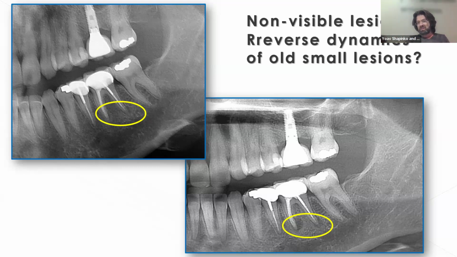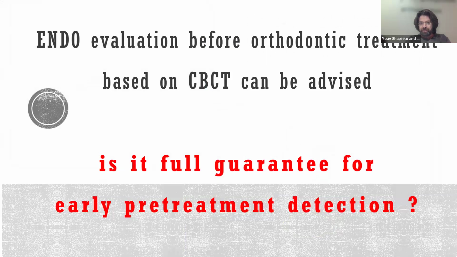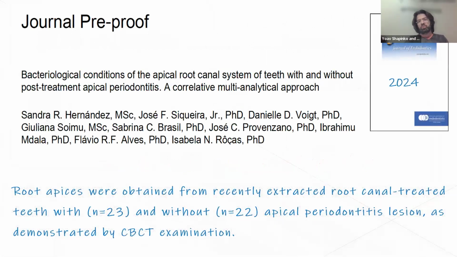But I think it's important to understand today that CBCT must be used much more in orthodontic practice to understand if we really have some signs of apical periodontitis. But again, will this examination give us a full guarantee of early pretreatment detection? I tell you the truth, I think no. I want to share with you amazing articles that were published in 2024 by a very famous group from Brazil, the group of Professor Siqueira.